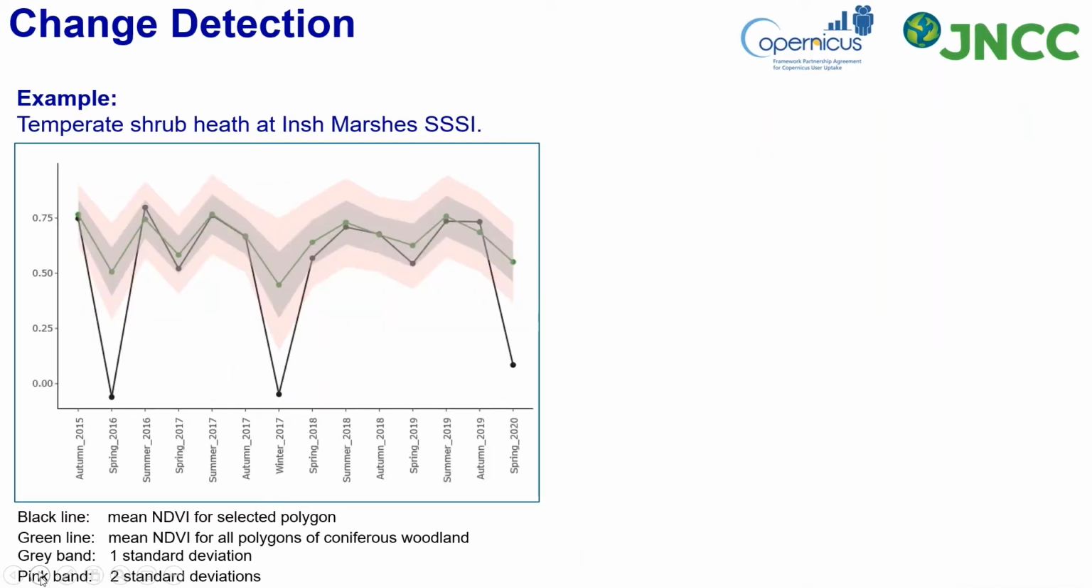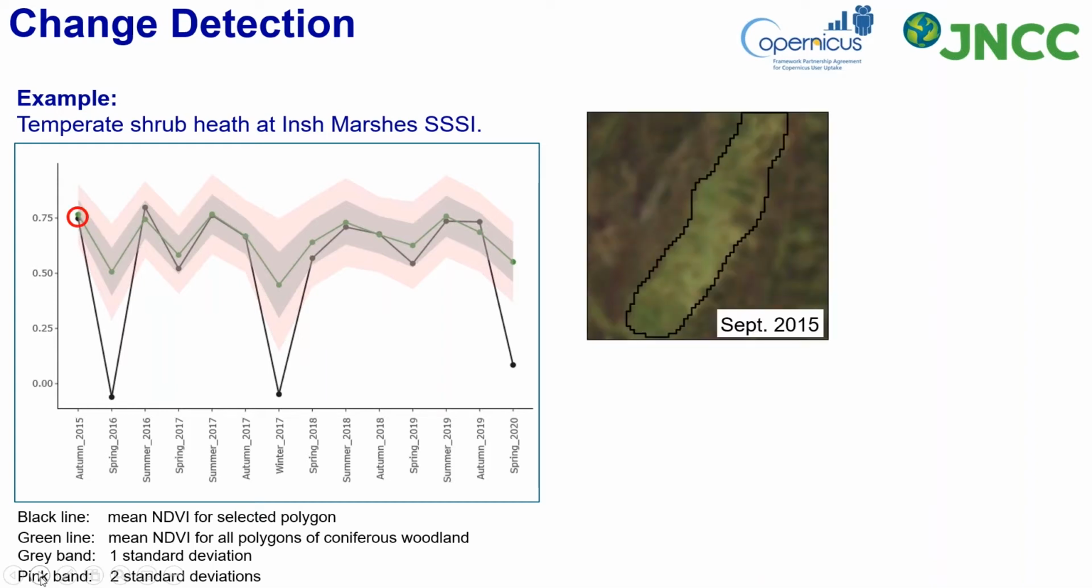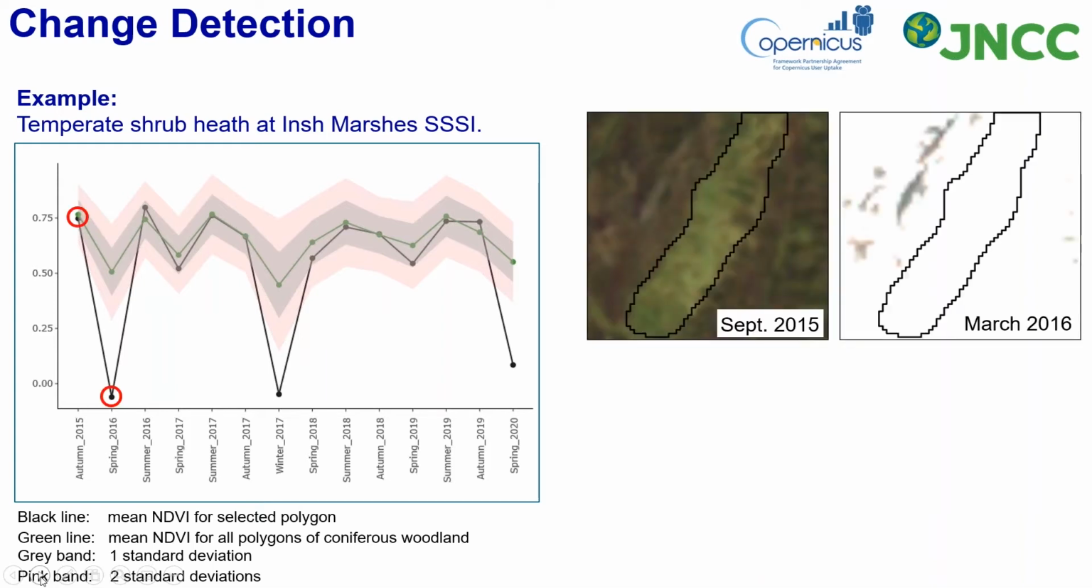And this example is from Shrub Heath. This is from the same SSSI in Scotland. And you can see its vegetation index value is really low in some springs and winters. So I wondered, could it be due to heather burning maybe? But then you look at the imagery, so that's it, quite healthy in September 2015. And in March 2016, no, it has not been burnt, it's covered in snow. So that's why its value has dropped down.